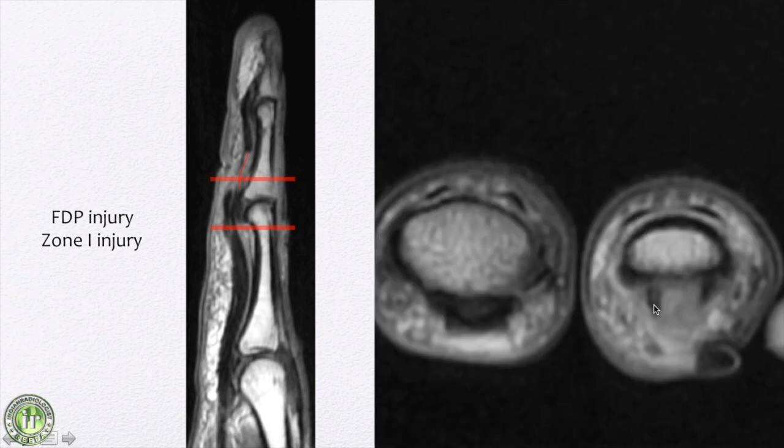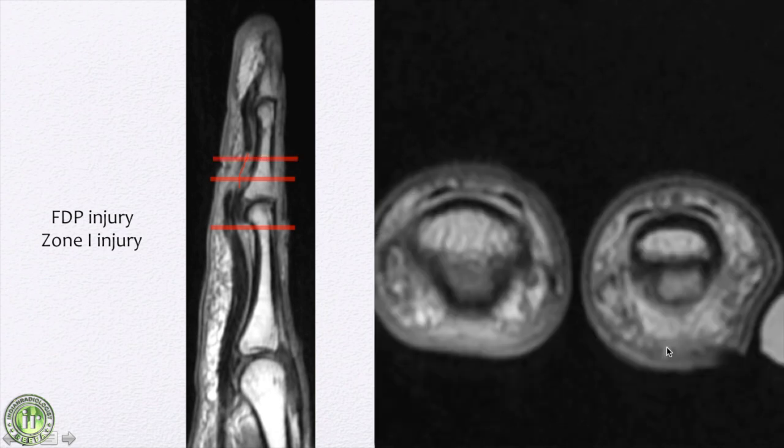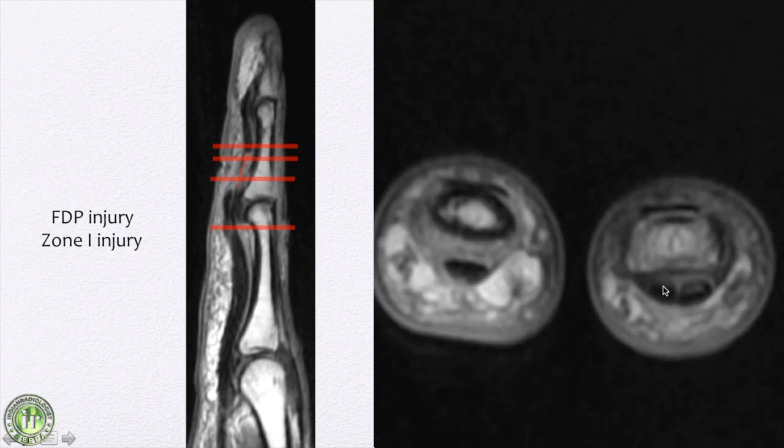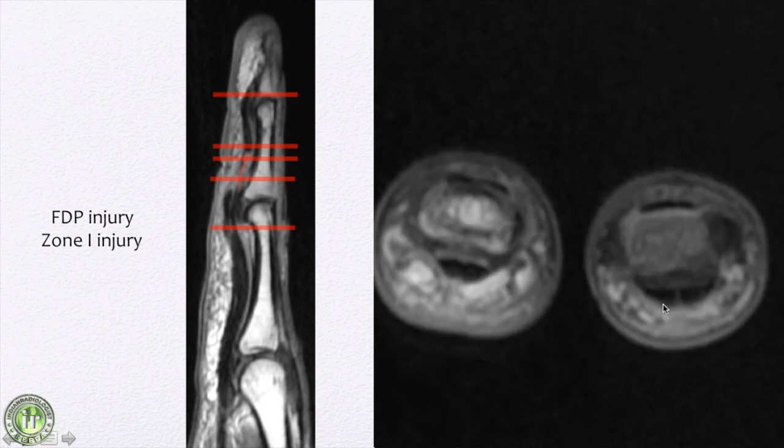And as you go distally, you can see the FDS tendons, but the FDP tendons are not visualized. Here, you can see the FDS tendon inserting onto the bone. You can very well appreciate the pulley, but the FDP tendons are missing. So in this gap region, you can see an empty pulley. And then again, you can appreciate the FDP tendon with a longitudinal split, and the insertion of the FDP tendon is intact.